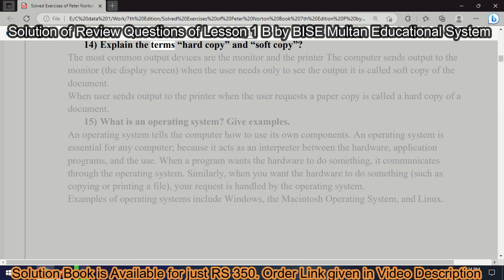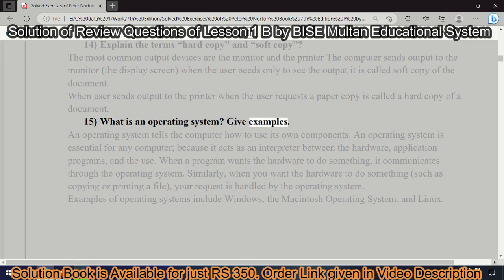14. Explain the terms hard copy and soft copy. The most common output devices are the monitor and the printer. The computer sends output to the monitor, the display screen. When the user needs only to see the output, it is called a soft copy of the document. When the user sends output to the printer and requests a paper copy, it is called a hard copy of a document.